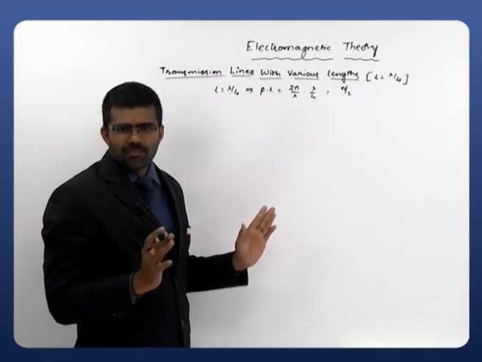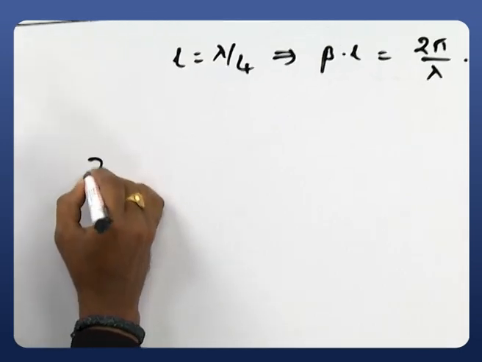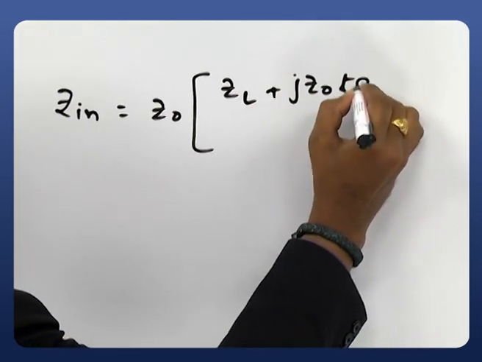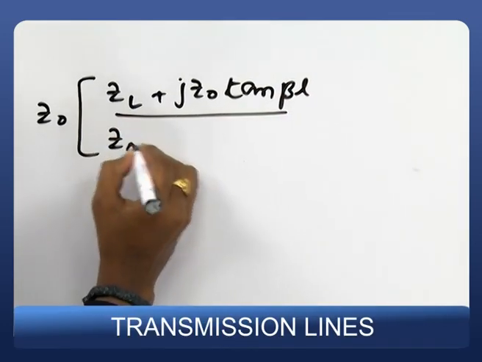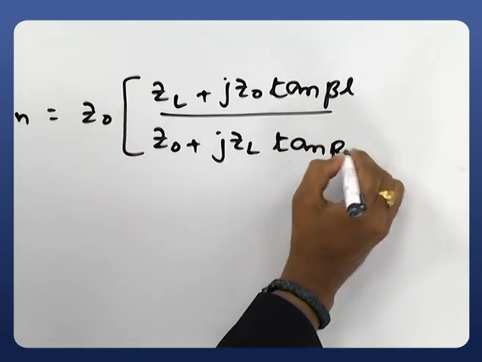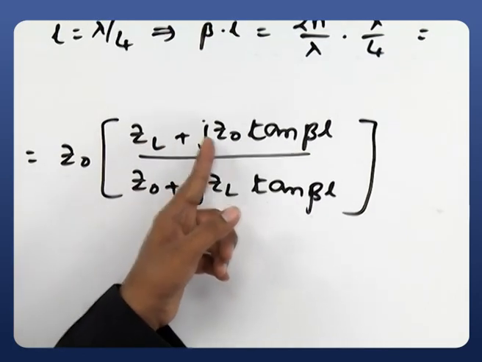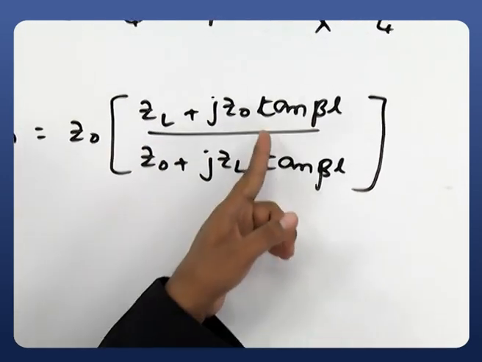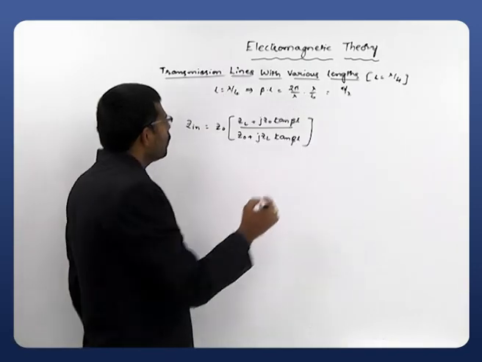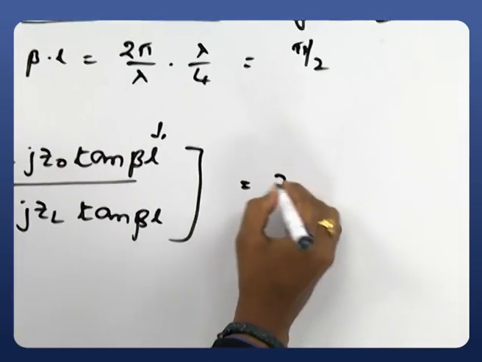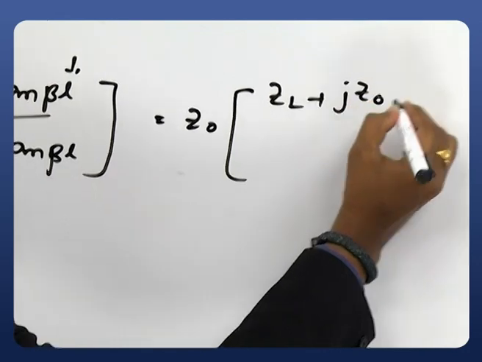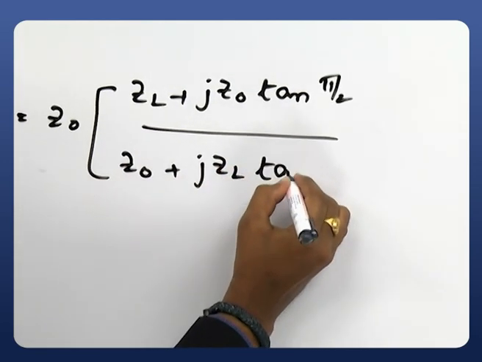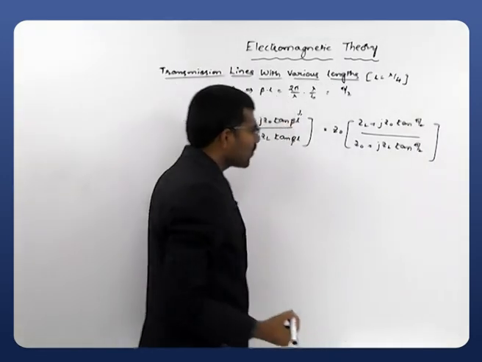Now I will start with the general line. For the general line, what is the input impedance? Zin is equal to, for a general line, Z0 into (ZL plus jZ0 tan beta L) divided by (Z0 plus jZL tan beta L). Here also clearly remember I am assuming that the line is a lossless line. Then only this equation is applicable, otherwise it is very difficult to solve, right? Now I will substitute beta L equal to pi by 2, which gives Z0 (ZL plus jZ0 tan pi by 2) divided by (Z0 plus jZL tan pi by 2). Don't try to take this as infinity.